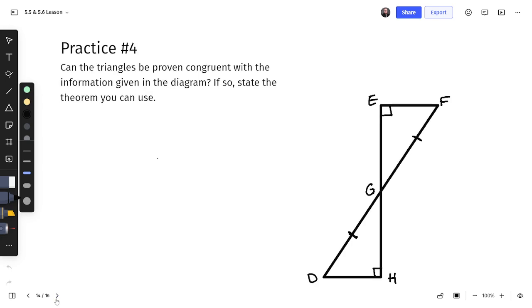Right, a couple more practice problems. We get a little more complicated now. The question asks us, can the triangles be proven congruent with the information given in the diagram? If so, state the theorem you can use. Give this a shot and we'll go over the answer in just a second.